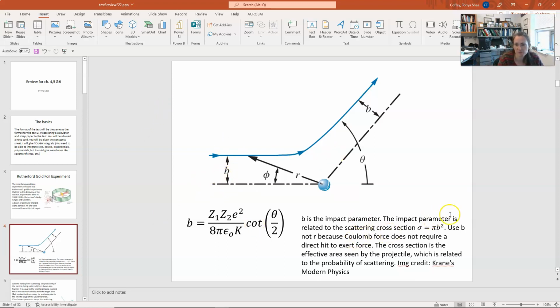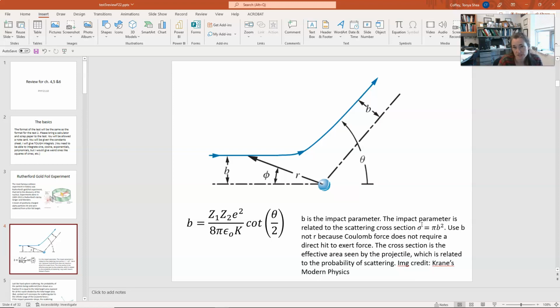And the impact parameter is related to the scattering cross-section, where the scattering cross-section is the effective area of the target. And that is going to be sigma equals pi b squared, sigma being the scattering cross-section. Okay, because, of course, b is like the radius for the effective circle of that gold nucleus. Now, this impact parameter b can be given as the following: Z1 times Z2 times e squared over 8 pi epsilon naught K times the cotangent of theta over 2.